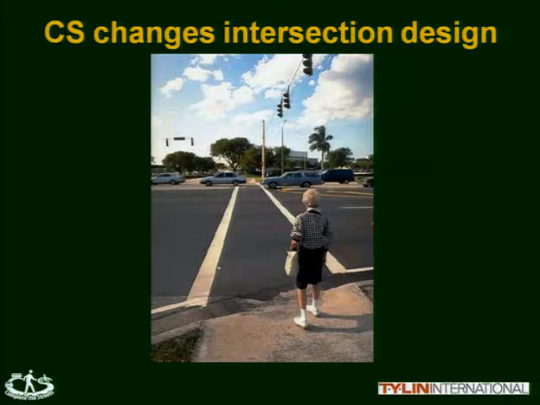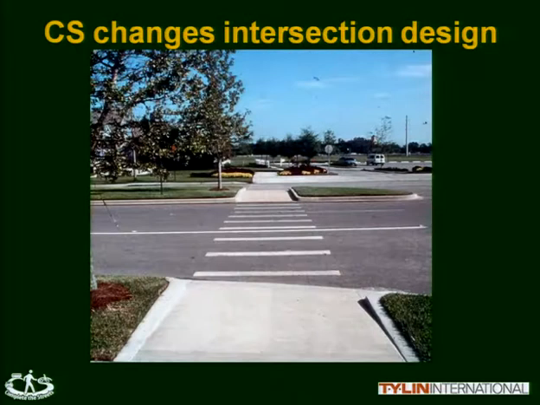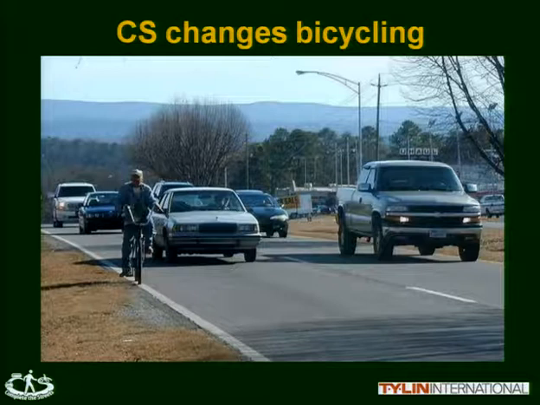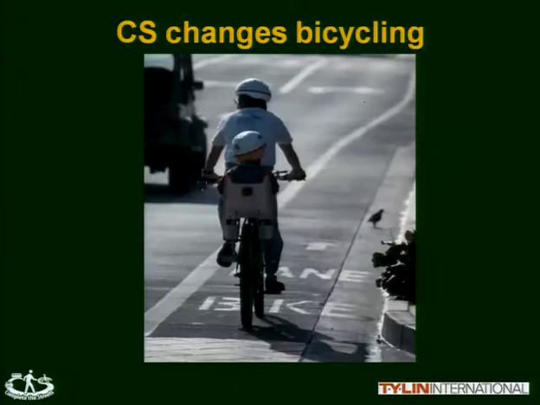It changes intersection design from something that's practically impassable to something that you can now get across and feel comfortable. You know what a bike lane is? This is a bike lane. Yes. You don't want that. And you can make something where you feel comfortable riding with your kids, with everyone else.